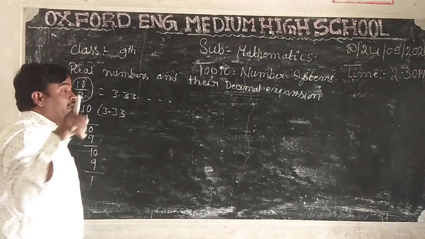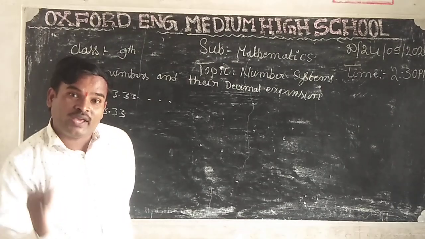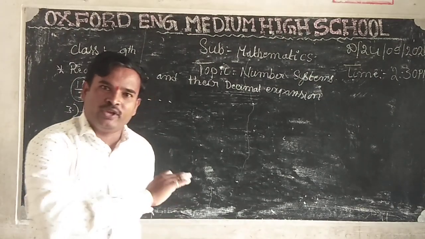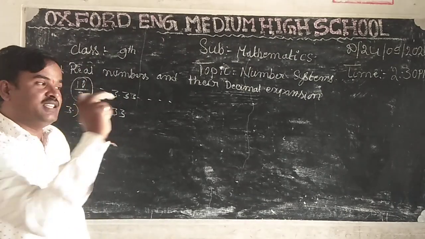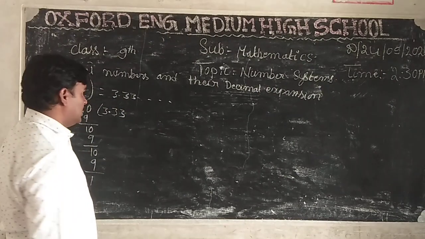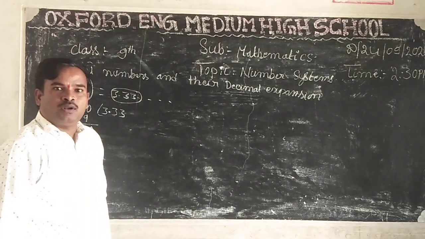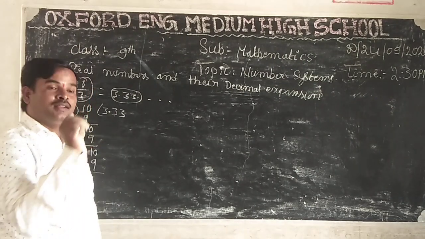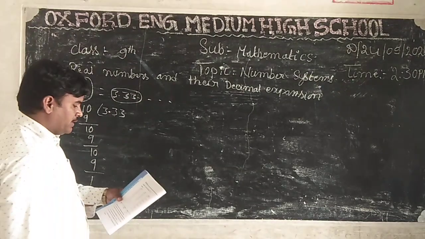We call it a recurring number, a decimal expansion which does not end. There is no end. There is no end for the remainder. That is what we call here, students, a recurring number. You know that these types of numbers we should call recurring numbers. Next one, 7 by 8.